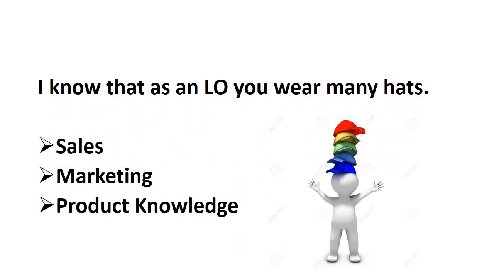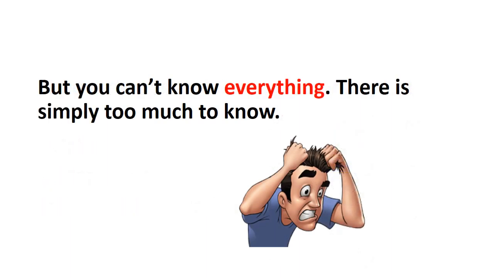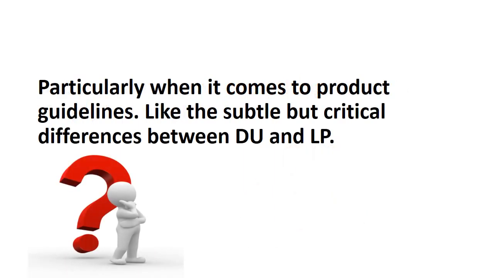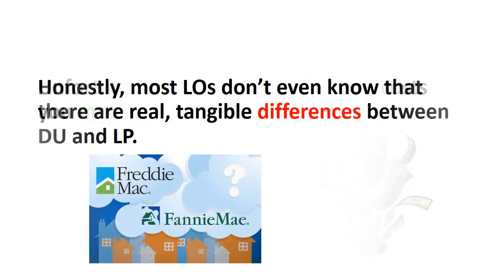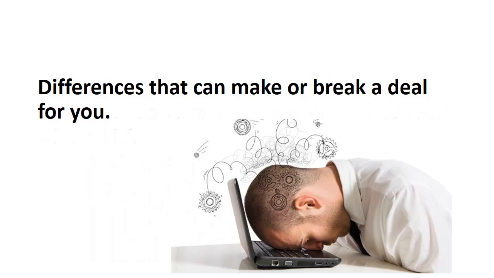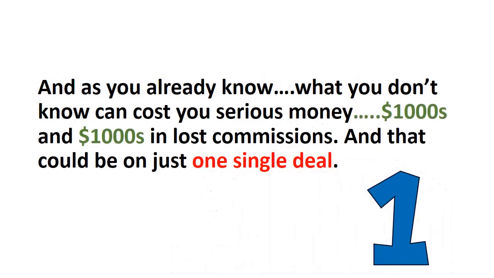Now, I know that as an LO, you wear many hats: sales, marketing, and product knowledge. But you can't know everything. There is simply too much to know, particularly when it comes to product guidelines, like the subtle but critical differences between DU and LP. Unfortunately, what you don't know costs you money, lots of money. Honestly, most LOs don't even know that there are real and tangible differences between Desktop Underwriter and Loan Prospector. Differences that can make or break a deal for you. And as you already know, what you don't know can cost you serious money, thousands and thousands of dollars in lost commissions, and that could be on just one single deal.